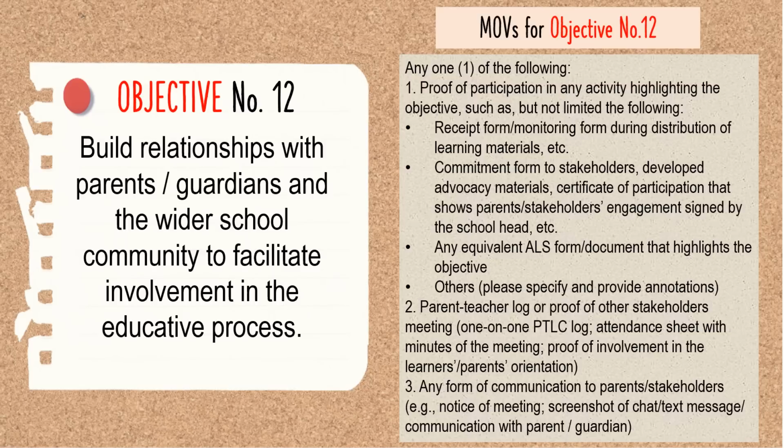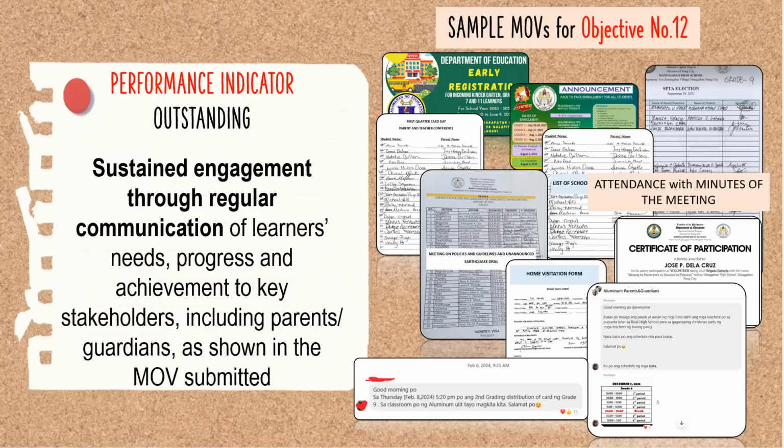Number 2, parent-teacher log or proof of other stakeholders meeting, one-on-one PTLC or parent, teachers, and learners conference log, attendance sheet with minutes of the meeting, proof of involvement in the learner's parents' orientation. Number 3, any form of communication to parents or stakeholders such as notice of meeting, screenshot of chat or text messages, communication with parents or guardian.